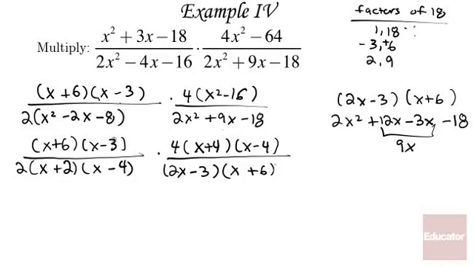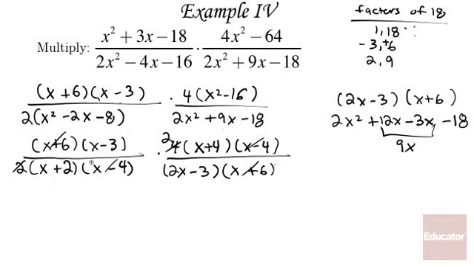Factor first, then cancel. So I've got this all factored out, and I'm going to look for common factors. For the numbers, I've got a common factor of 2. 2 cancels out, 4 becomes 2. I also have a common factor of x plus 6. I have a common factor of x minus 4, and I'm looking through. That's it for common factors.